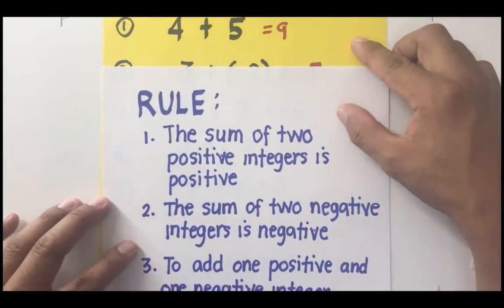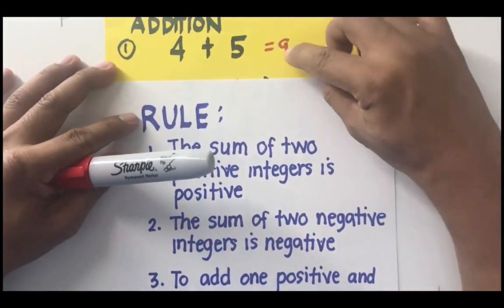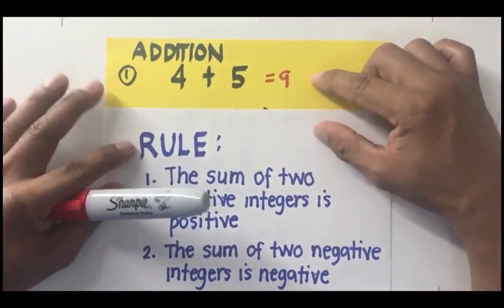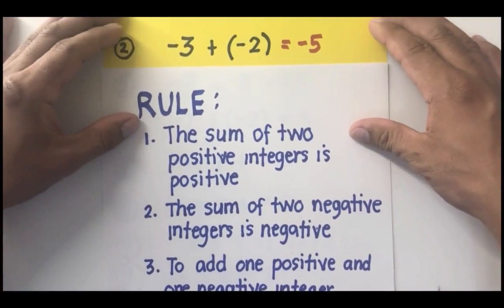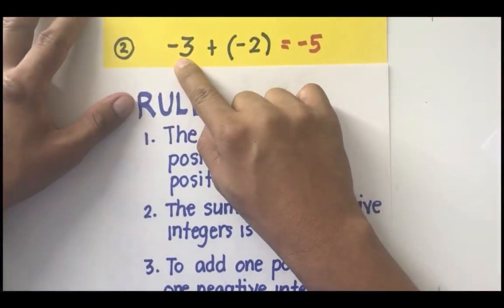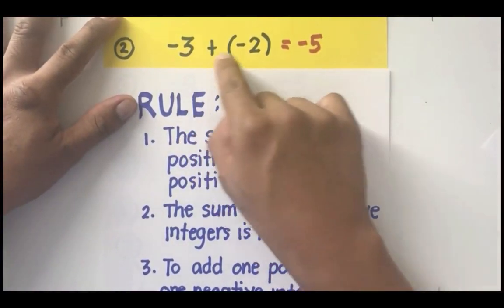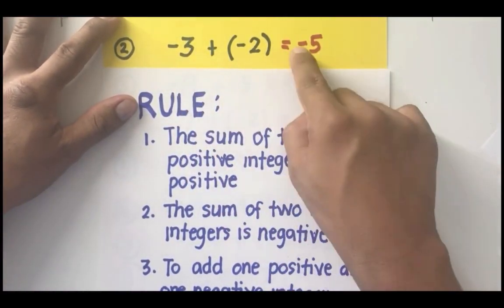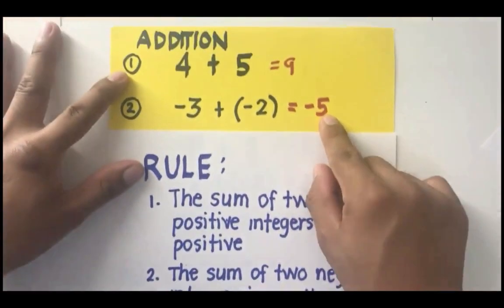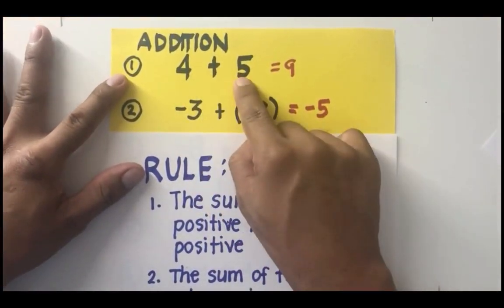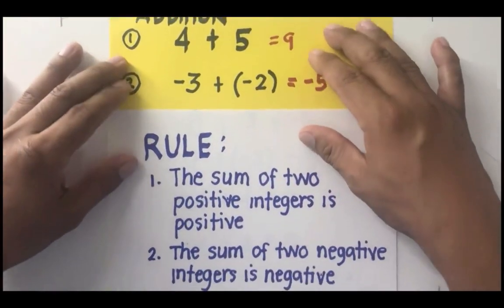The sum of two positive integers is positive. So positive 4 plus positive 5, the sum 9 is also positive. The sum of two negative integers is negative. Look at this. Negative 3 plus negative 2 equals negative 5. So negative and negative, the sum is negative, but you add 3 and 2 to get 5. 4 and 5, both are positive. The sum is positive 9. You add 4 and 5.